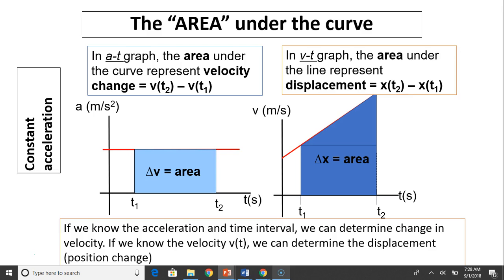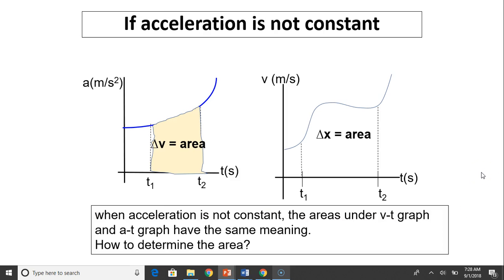at t1. So if we know the acceleration and the time interval when acceleration is constant, we can figure out this area easily. We know the formula for a rectangle and the formula for the area of a trapezoid. If acceleration is not constant, how do we find this area though? When acceleration is not constant, the area has the same meaning, but how do we determine this area?